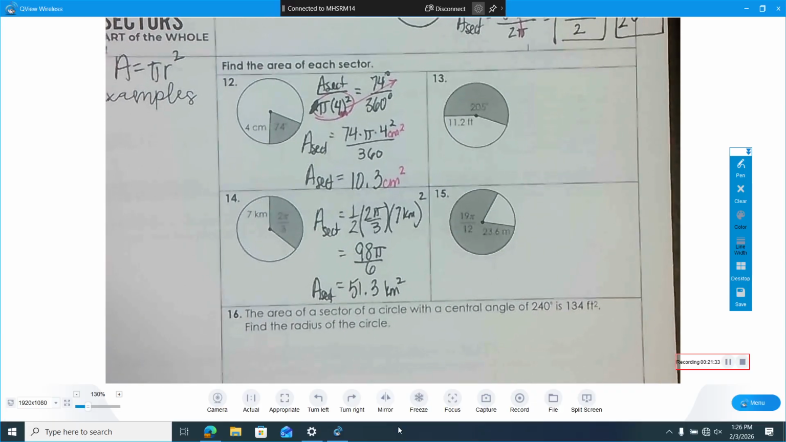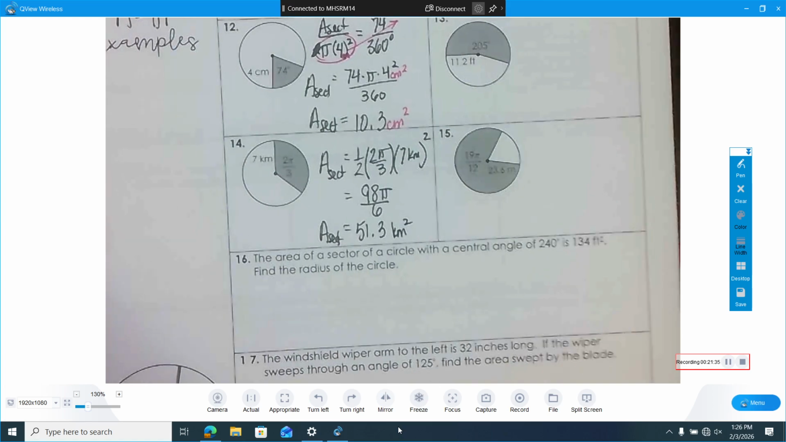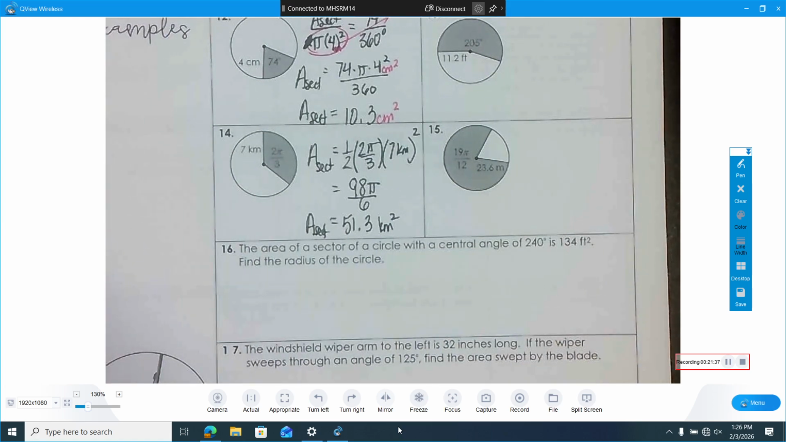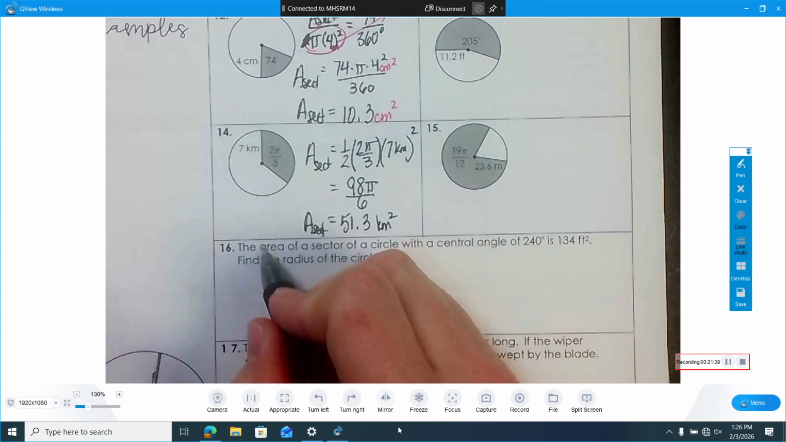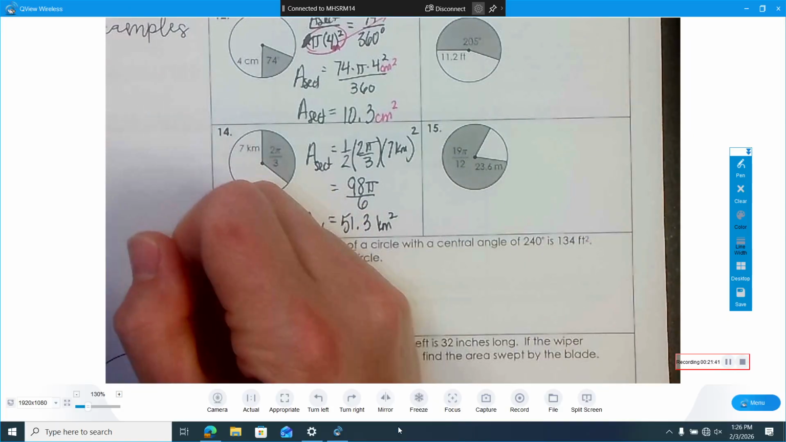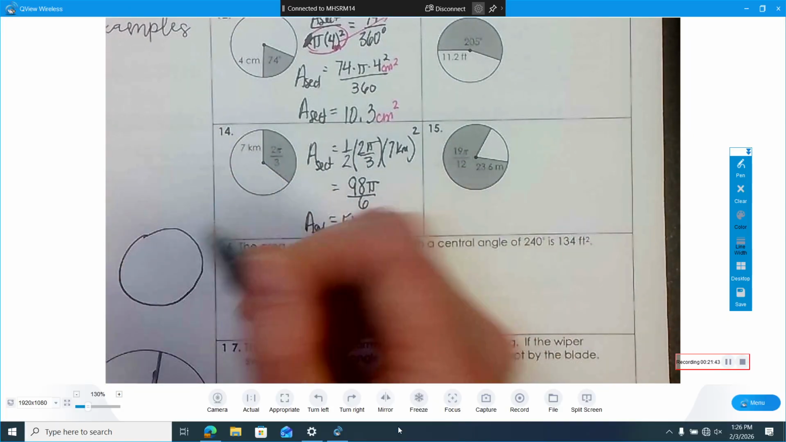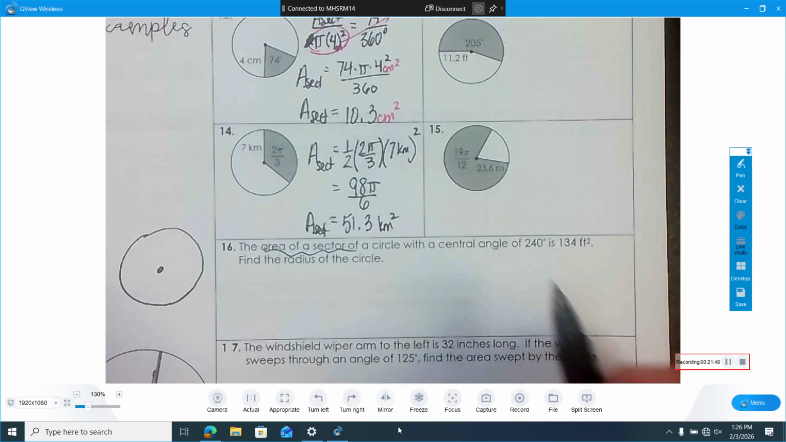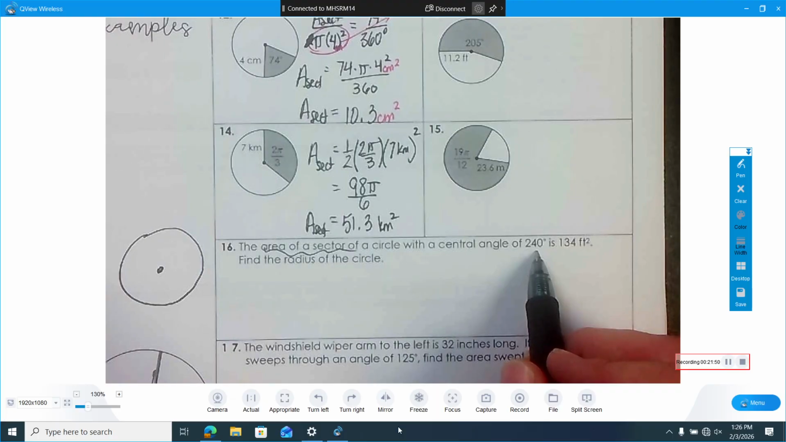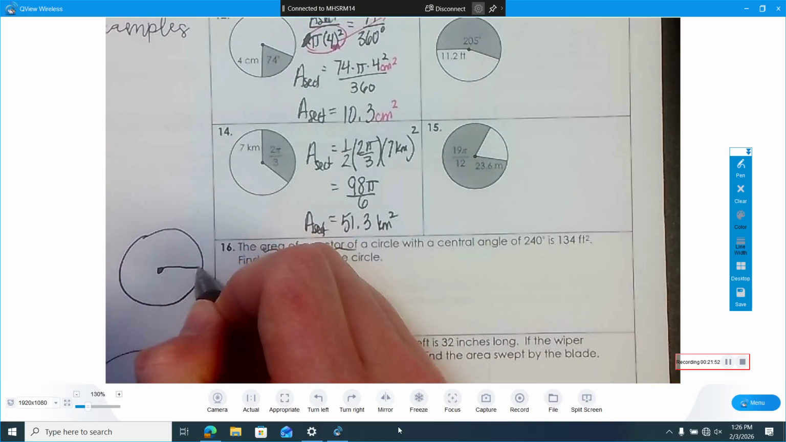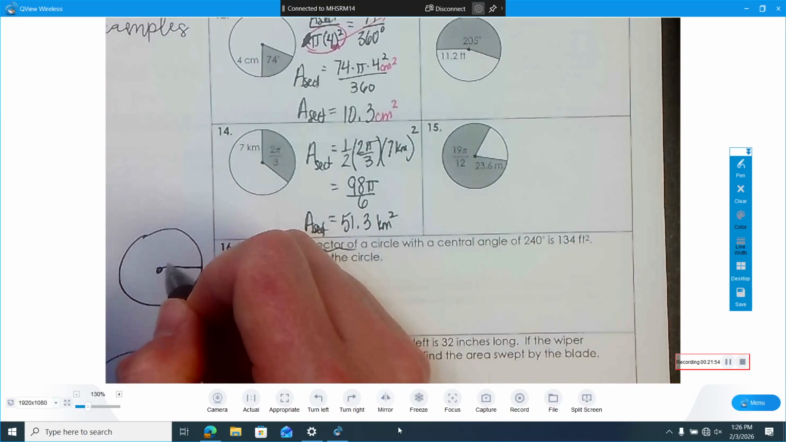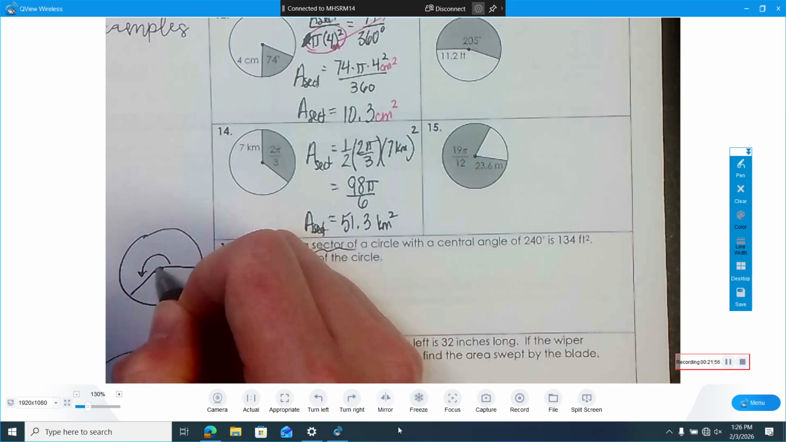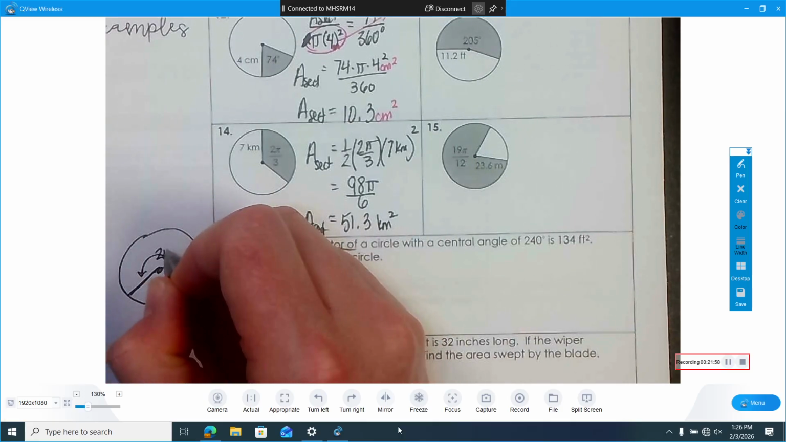All right, let's look at number 16, and then I think we're done. The area of a sector of a circle. So again, ladies and gentlemen, draw a picture. We have a circle, and the area of some sector with a central angle of 240 degrees. So here's my initial side. It's an angle of 240 degrees, somewhere out there.